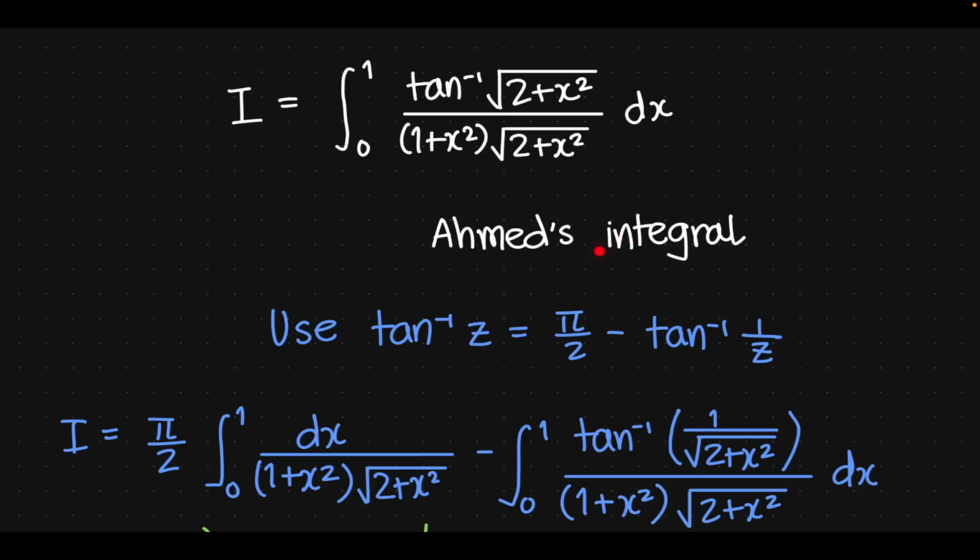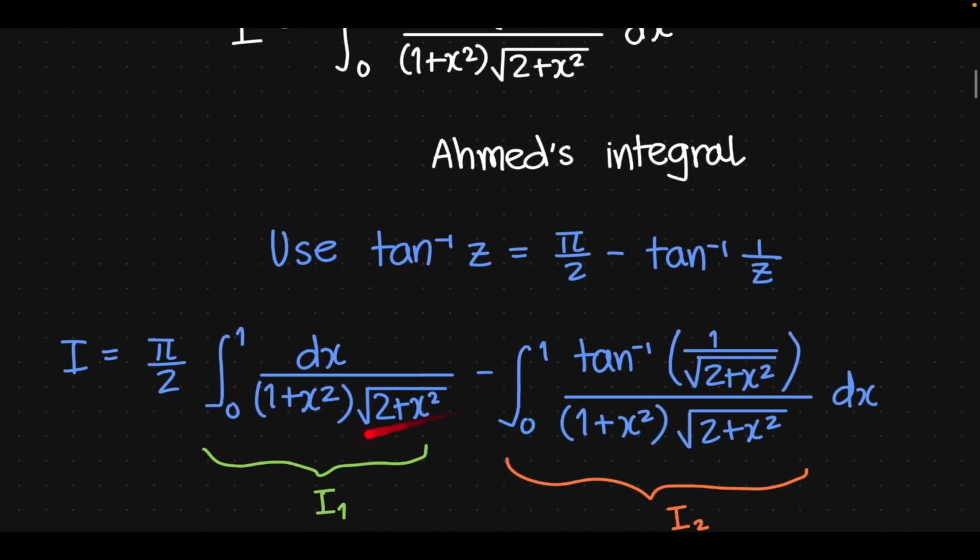So first of all, let's use the identity inverse tangent of z equals pi over 2 minus tan inverse of 1 over z. The reason for using this kind of identity here is not quite obvious at this point, but we will justify it later on in the video.